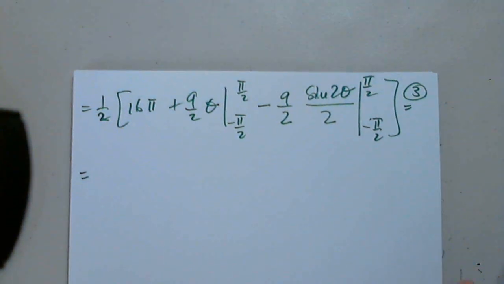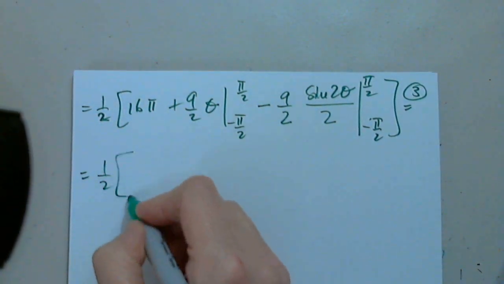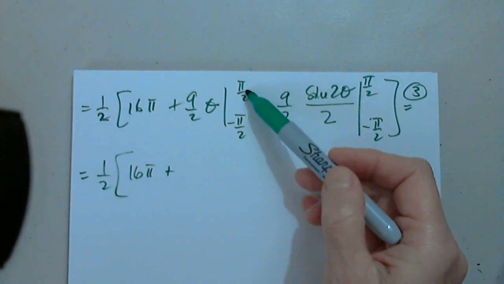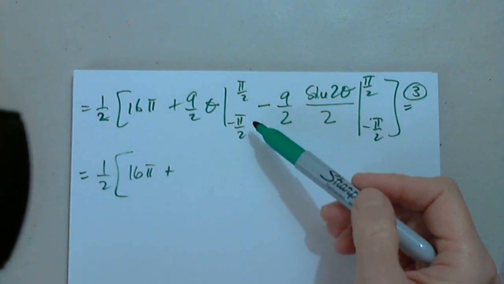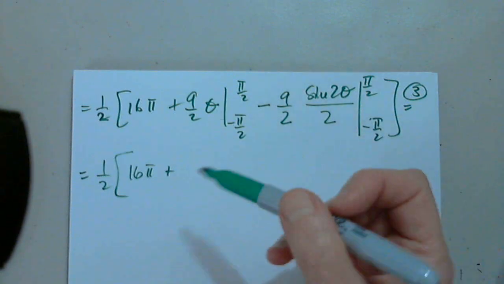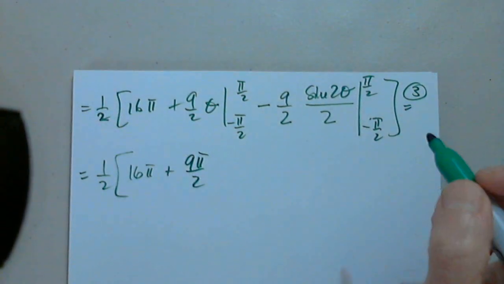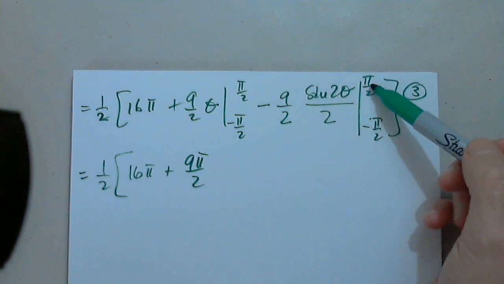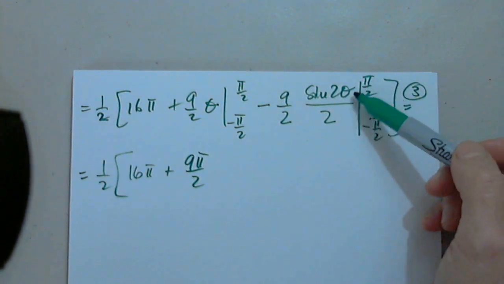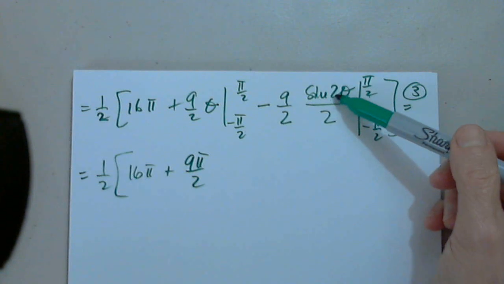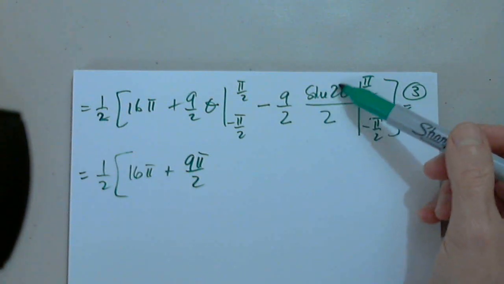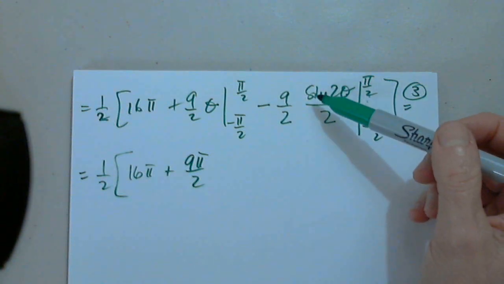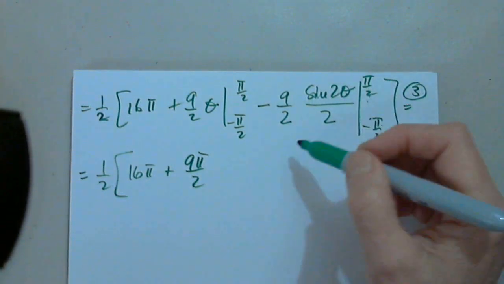Okay, continuing. So leave the 1/2 still out there. So this is 16 pi plus, again, pi minus negative pi over 2 is pi. So I have plus 9 pi over 2. And here I have negative 9 over 4. But let's see what happens when I plug in pi over 2. When I plug in pi over 2, 2 times pi over 2 is pi, so this is 0. When I plug in negative pi over 2, it will be sine of negative pi, so this whole thing is 0.